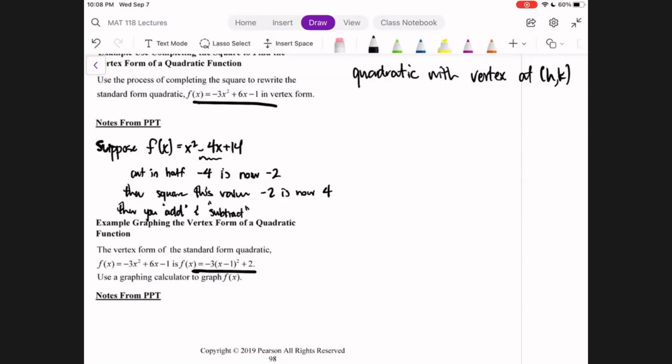So what I'm saying is if I have this, take half of negative 4, which is negative 2. I square that, and I get a positive 4. So I'm going to add that, and then I'm going to subtract it. And then I'm going to have my 14. So these are the two things I added and subtracted. And now you'll notice if I look at just this first part here, I can simplify this. It's a perfect square. So if I factor these first three terms here, I get x minus 2 all squared.